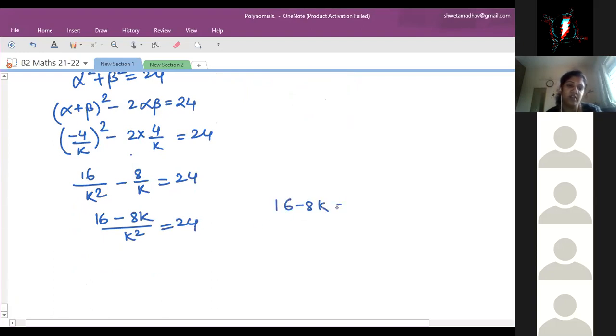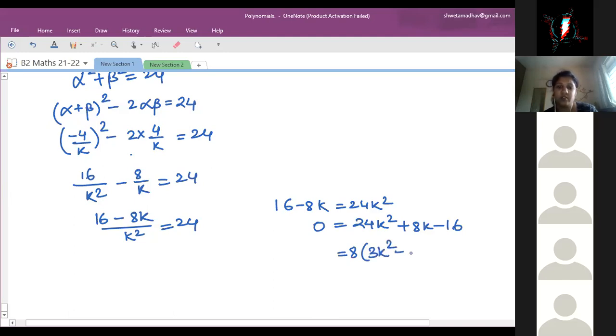16 minus 8k is equal to 24k square. 24k square plus 8k minus 16 is equal to 0. Now divide everything by 8 or take 8 common. You will get 3k square plus k minus 2 is equal to 0. So 3k square plus k minus 2 is equal to 0. Factorize it.